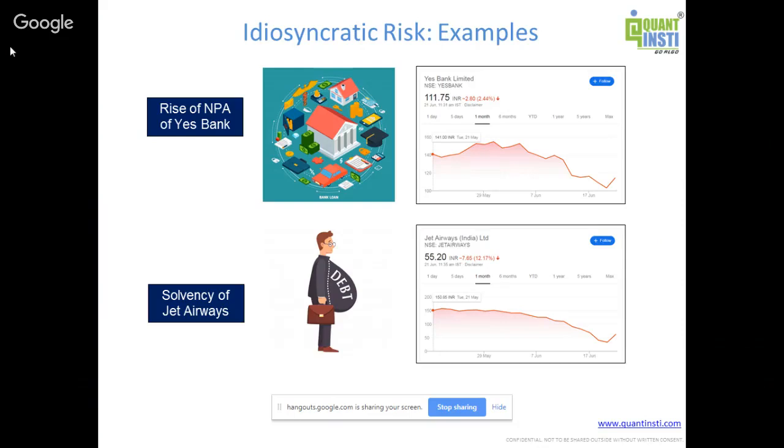Any doubts? Anyone want to share their own story of they invested in some stock and it actually crashed?